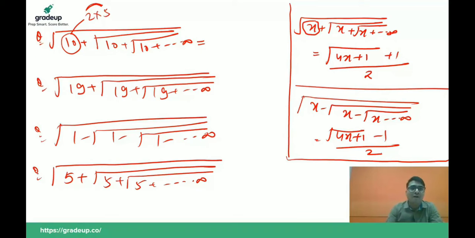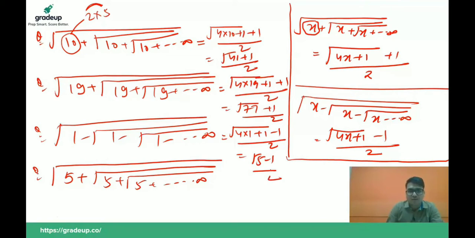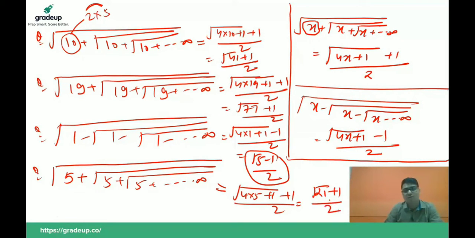Now, here I am having 10. The answer will be root of 4 into 10 plus 1, plus 1, divided by 2. That is root 41 plus 1 divided by 2. Now, in this question, root of 4x plus 1 plus 1 divided by 2, that is root 77 plus 1 divided by 2. Now, root of 4x plus 1 minus 1 divided by 2, that is root 5 minus 1 divided by 2. This will be your answer. Again, 5 cannot be written as two consecutive factors, so I will write this as root of 4x plus 1 minus 1 divided by 2, that is root 21 minus 1 divided by 2. In these types of questions, you will apply this formula. I hope you got the point.